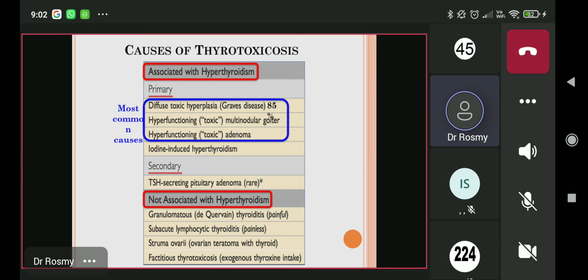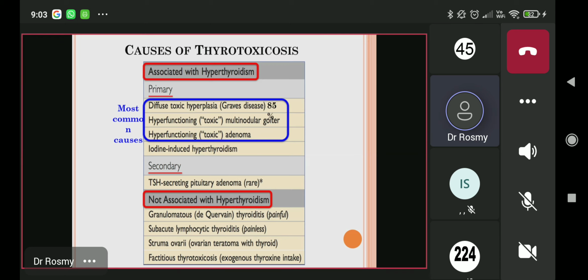If there is hyperthyroidism, it means your gland is functioning extra. But if there is no hyperthyroidism, that is, your gland is not functioning extra, but whatever was there in the gland has been released all of a sudden, then there is thyrotoxicosis, or symptoms or signs that suggest that you have excess hormone in your blood, but the gland is normal. So that is not associated with hyperthyroidism, but there is thyrotoxicosis. So this table you can learn and remember the causes.